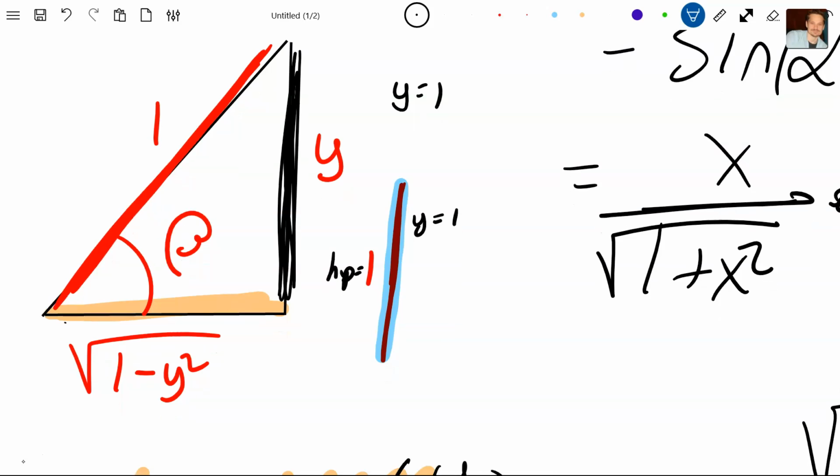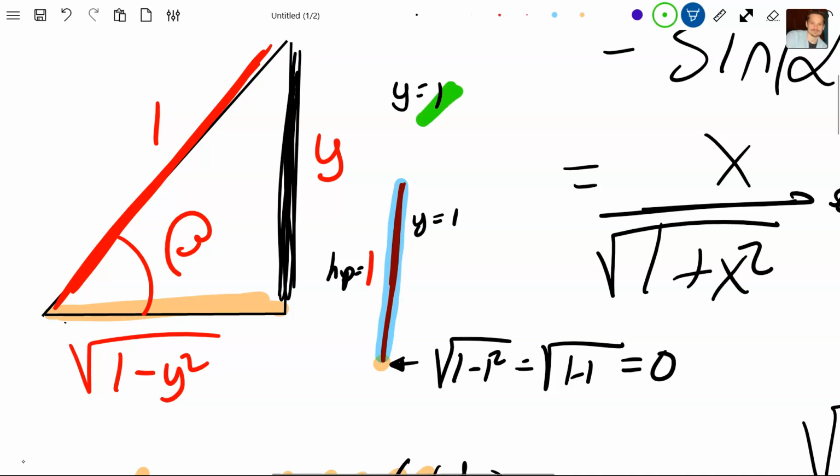And then the question is, what happens to the horizontal leg? I'm going to kind of just suggest it with barely a dot. Well, that would be equal to the following. Work it out. It would be square root of 1 minus 1 squared, which is 1 minus 1, which is 0 once you take square roots. So in that case, this is equal to 0. I've shown you the case that applies when y has the value positive 1.